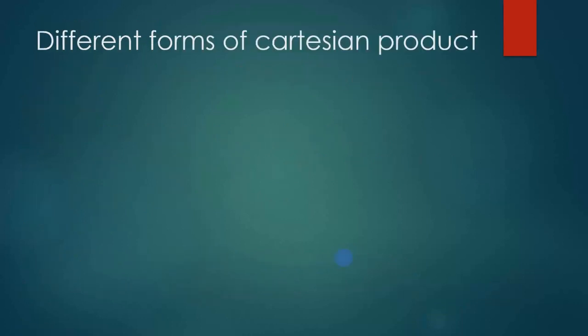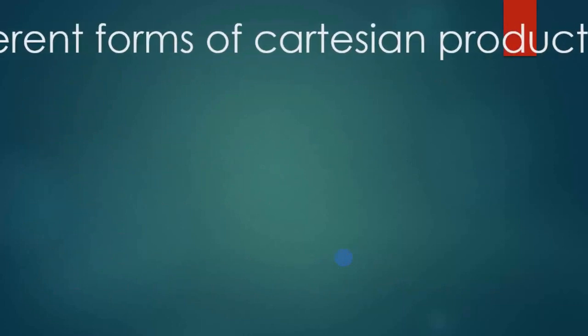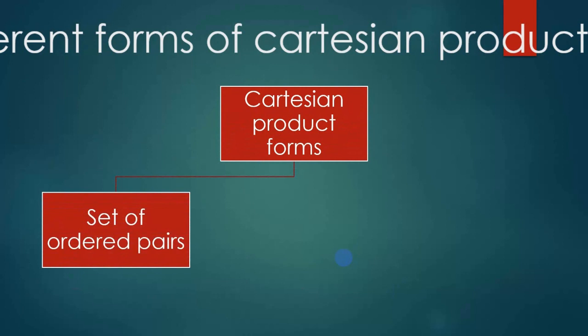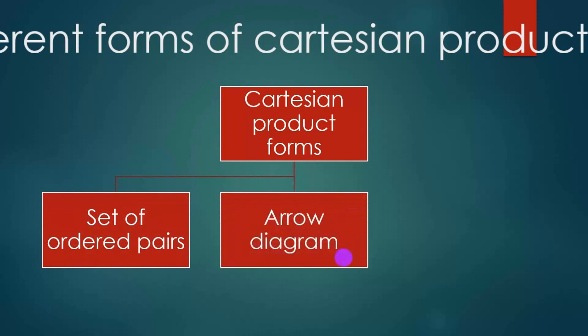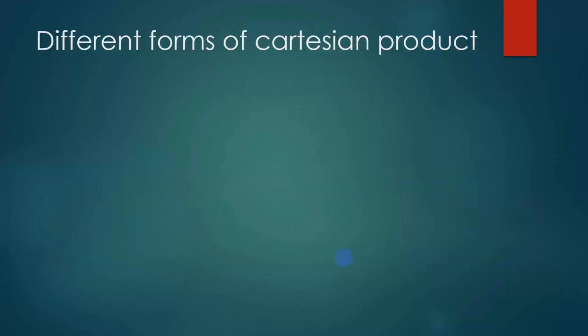Now we are going to talk about the different forms of the Cartesian product, and I need all of your attention. The Cartesian product has 3 forms. One of them is in the form of a set of the ordered pairs, and I think we are familiar with this because we are using it from the beginning. The second form is an arrow diagram. The third form is a Cartesian diagram.